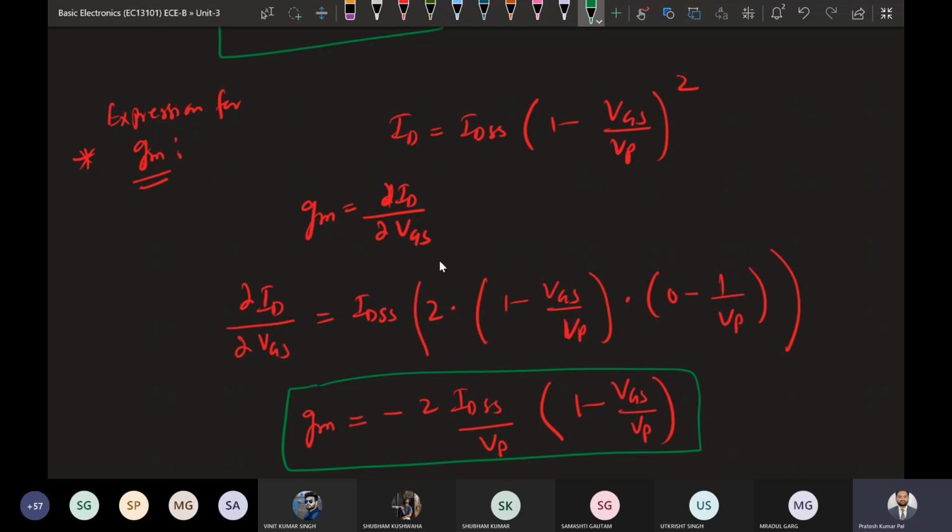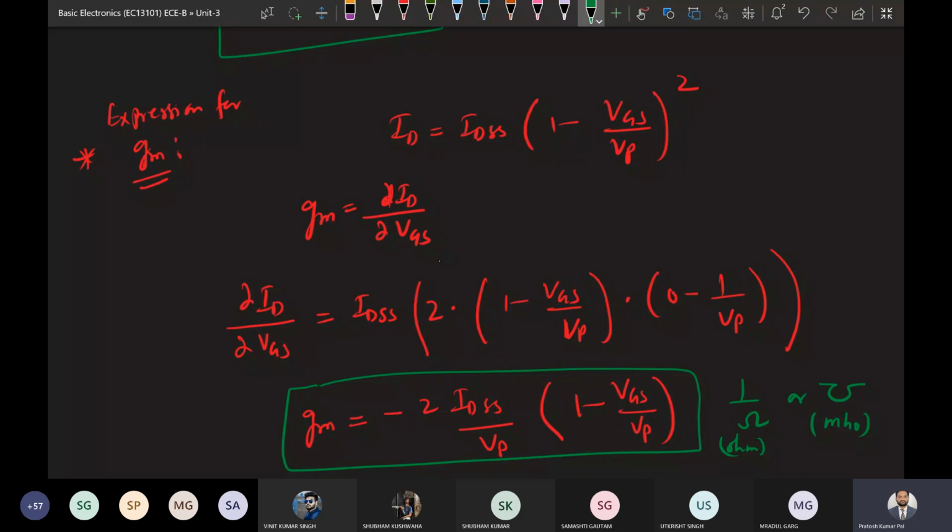This is the basic expression. The unit of GM, because it is current divided by voltage, is not ohm, it is 1 by ohm, also called the opposite of ohm, which is called mho. This is ohm and this is mho. So this is the unit of GM that defines the transconductance.